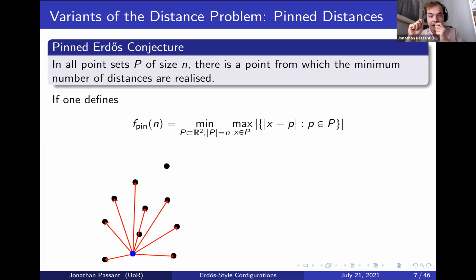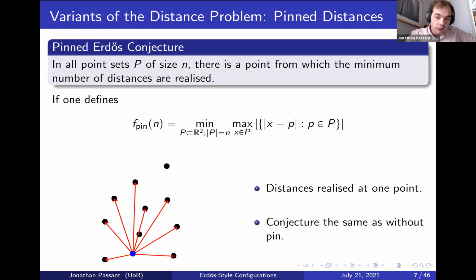And we ask, if you have n points in your set, how big do we expect the richest pin to be? The conjecture is the same as with the distance conjecture: we expect n over square root log n distances to occur from one point. This is very easy to see with the grid, because if you take the point in the lower left, any distance can be translated down there, and so you will get this. But it's not necessarily obvious that this should be true over all point sets.